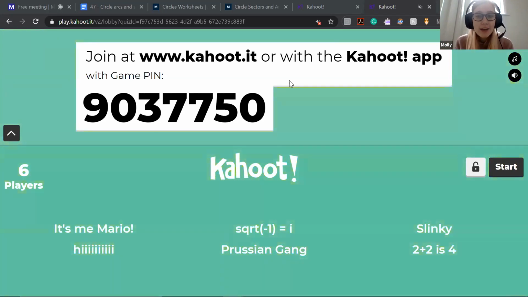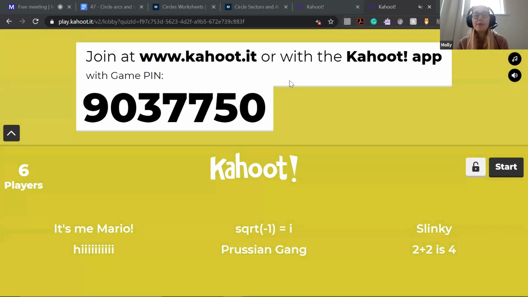And then we'll be looking at how to calculate arc length and sector area. We're going to start off, and the first of the Kahoot questions will just be about area and circumference of circles, seeing if you remember the formula for them and if you know how to implement and use them. So hopefully that will make sense.